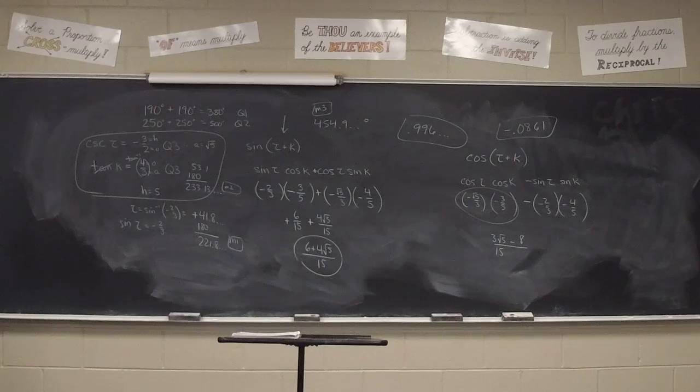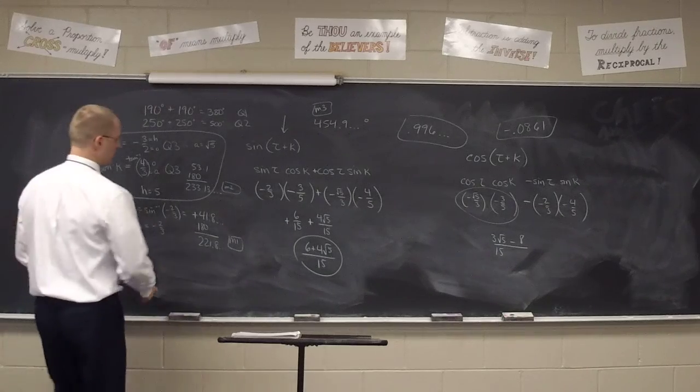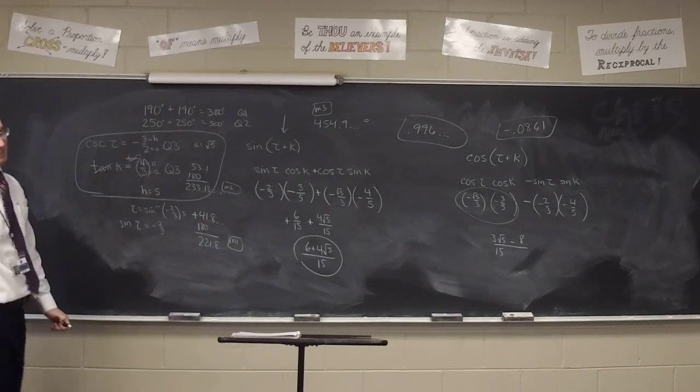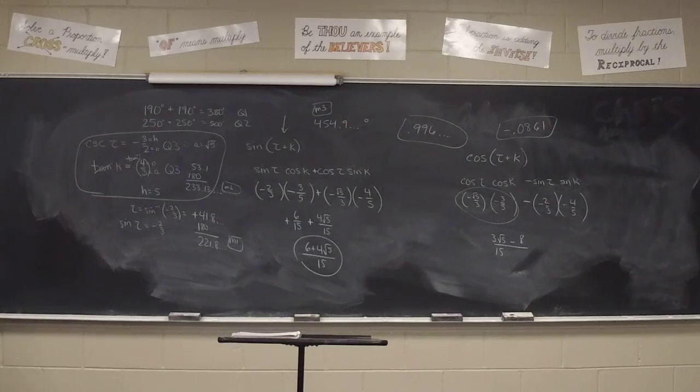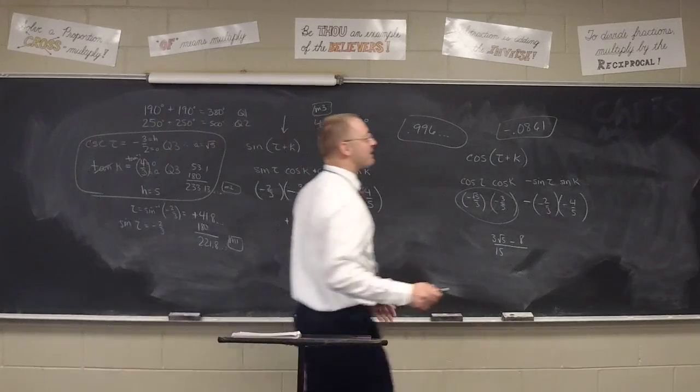Wait, what? Yeah, 3 square root of 5 times 3. I got it. Minus 15. He didn't even touch his calculator. All right, questions on this? He doesn't even know how to use that calculator. Yes, I do.